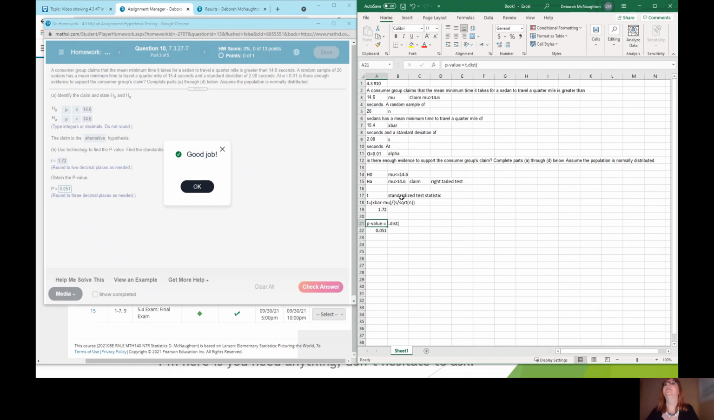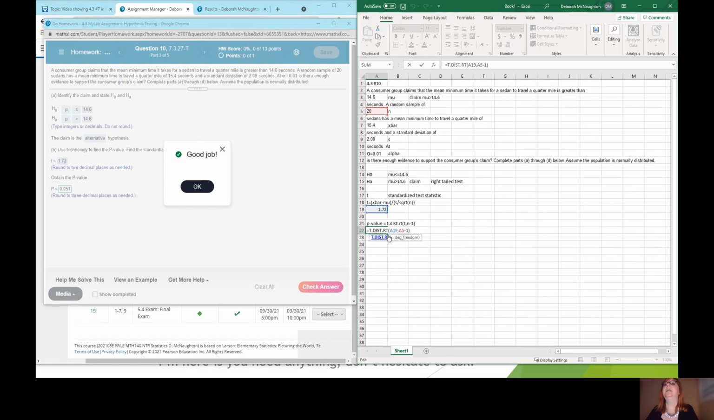T.DIST.RT, and then it's your T, this number, comma, n minus 1. Okay, those are your degrees of freedom. So that's how we're going to put it in.